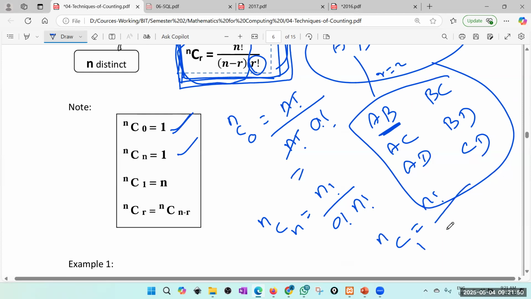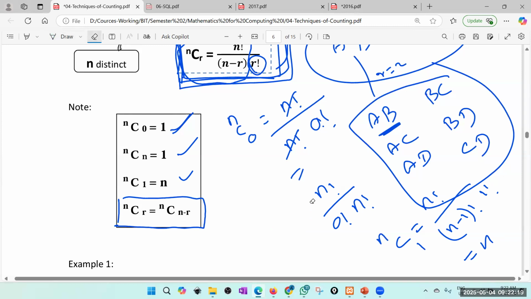Factorial n divided by factorial n minus R, R is 1, and factorial R is factorial 1, which is 1. Factorial n divided by factorial n minus 1 is what? It is n, because this is n into factorial n minus 1. So NC1 is n. And there's another interesting connection, that is NCR equals NC(n minus R). Okay, NCR equals NC(n minus R).